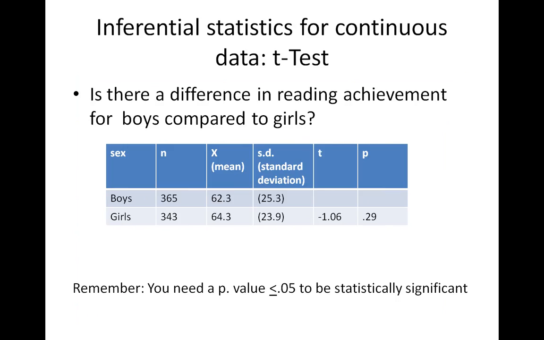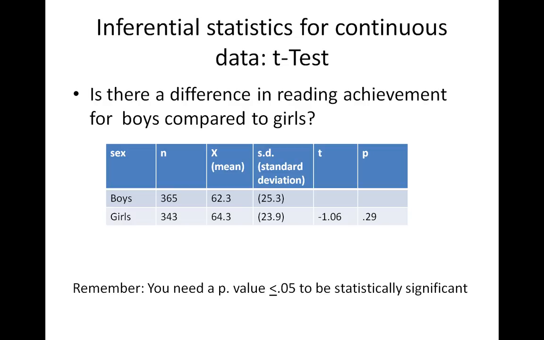Here I want to show you the inferential statistics that I used for my study of whether there was a difference in reading achievement for boys compared to girls. You'll remember that I showed part of this as the demographics back in the descriptives part of this presentation. For the boys, the average was at the 62nd percentile on a reading test. For girls, it was the 64th percentile.